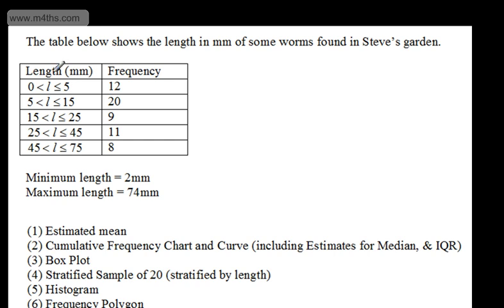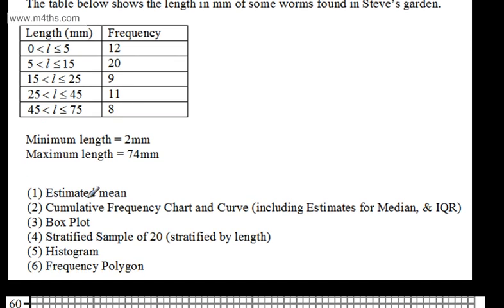So we can see that we've grouped these worms from 0 to 5 millimetres. So the class is from 0 to 5. This one's 5 to 15, 15 to 25, 25 to 45, 45 to 75. We can also see that these are unequal classes. So this one is 5, this one is 10, this one is 10, this one is 20, and this one is 30. We have the frequency here, and we're told the minimum length and the maximum length. So the shortest worm and the longest worm.